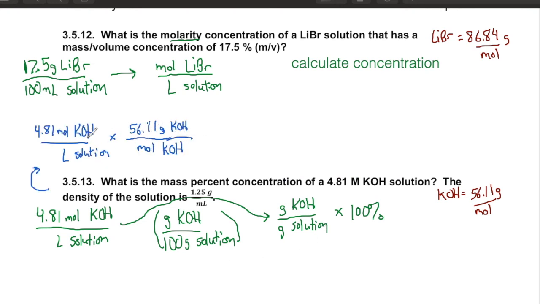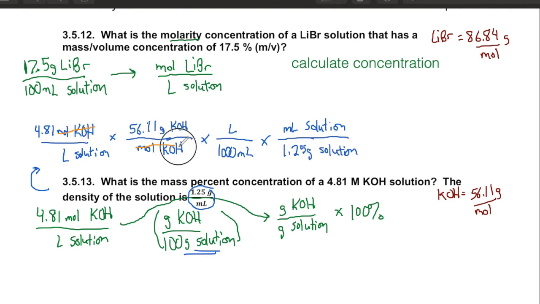So multiplying this 4.81 moles KOH per liter by the molar mass, 56.11 grams of potassium hydroxide per mole of potassium hydroxide, that would convert the potassium hydroxide to grams. Now we need the solution to be in grams of solution, and we have liters of solution. So we can convert the liters to milliliters. Now we need to convert milliliters of solution to grams of solution, and for that we need to use the density that we were given. So a milliliter of solution is 1.25 grams of solution.